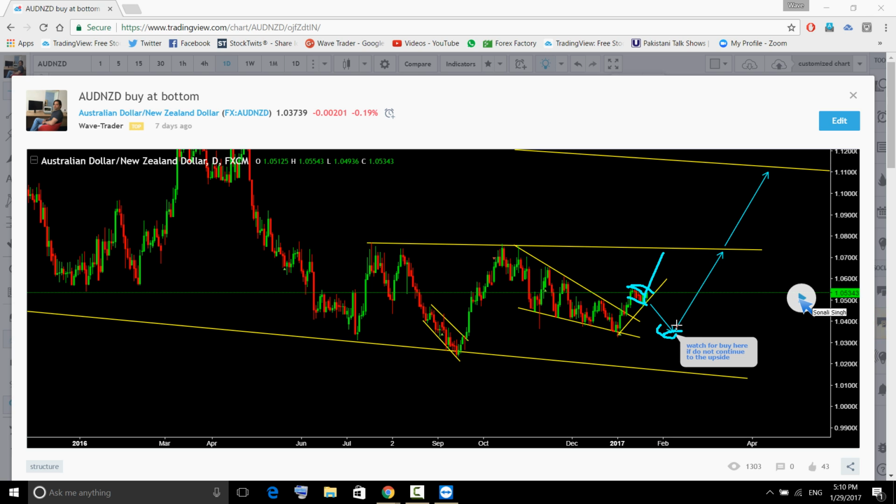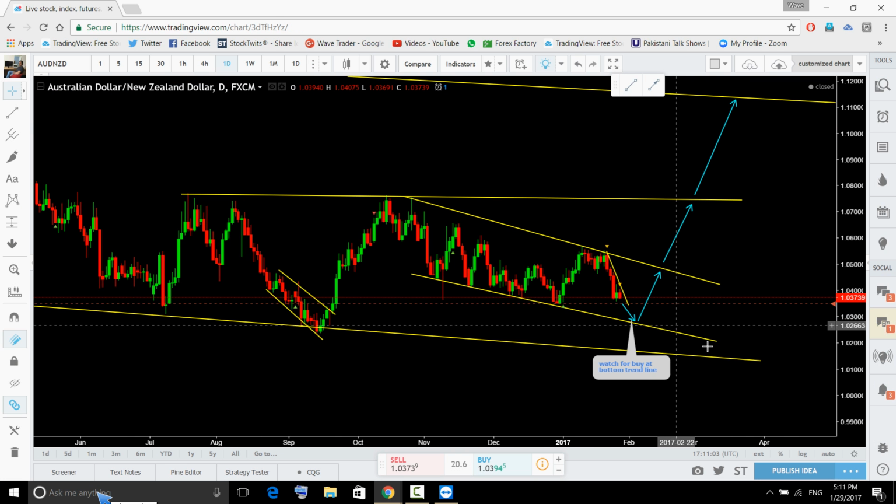Here we got the price at this place. Now, where do we need to look for upside? This is the question. The buy place is here at this place, same like the Australian dollar and yen. You need to look at this pair the same way.